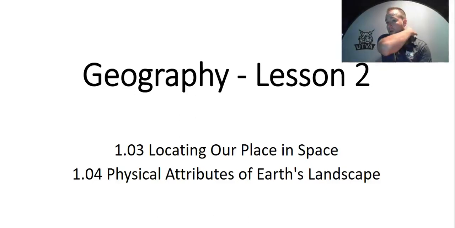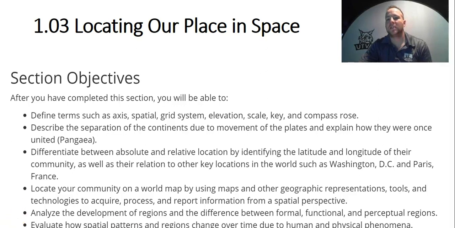Locating our place in space, and 1.04 is physical attributes of the Earth's landscape. Okay, the objectives that I have for this lesson: define the terms like axis, grid system, elevation, scale, talk about Pangaea, absolute location and relative location, which we kind of went over last time, where we are in comparison to places in the world.